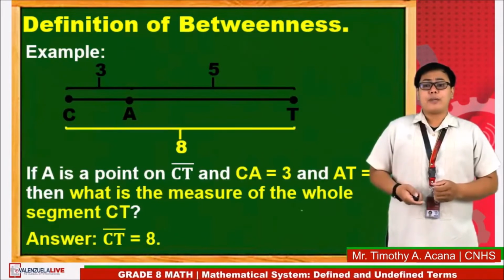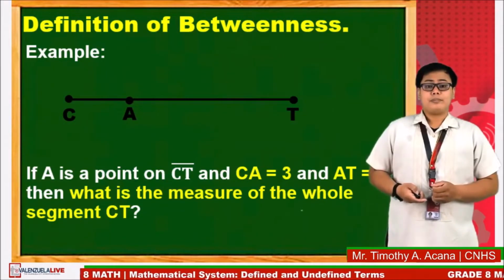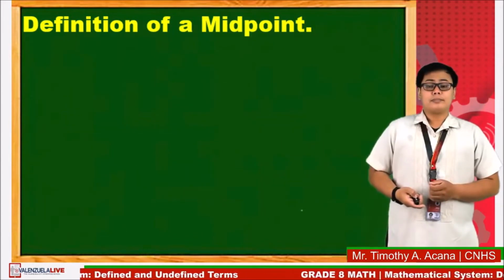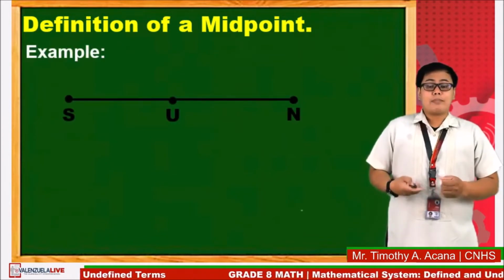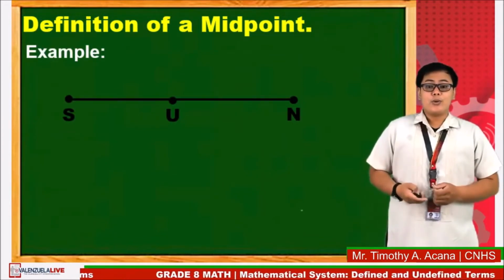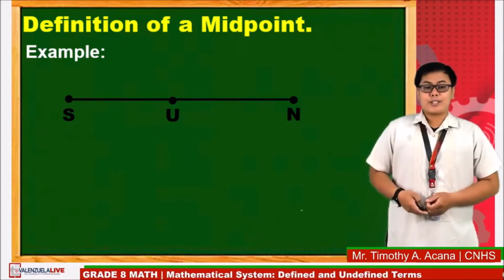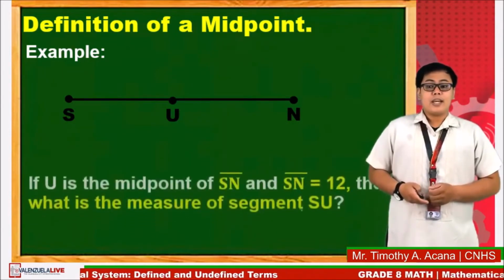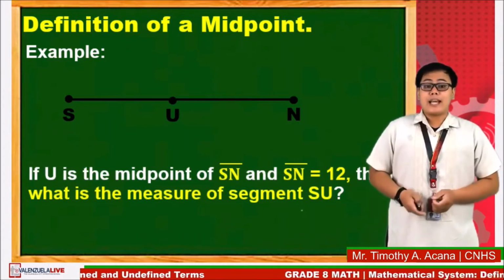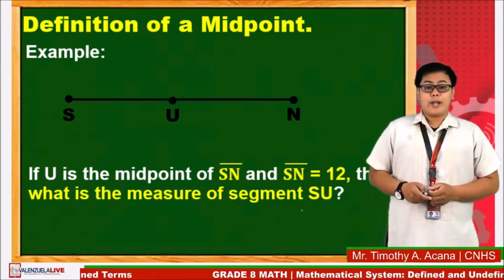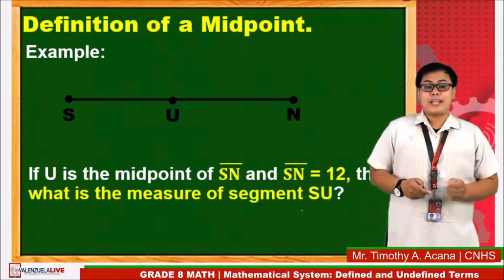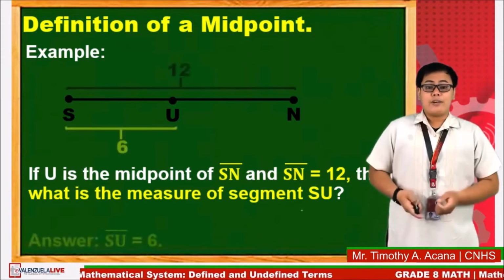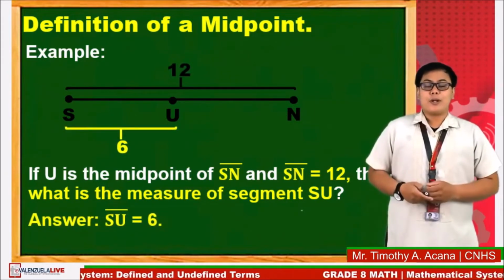Again, let us refer to the given figure. We have distinct points S, U, and N, which are collinear points. And point U is the midpoint of segment SN. If U is the midpoint of segment SN, and SN is equal to 12, then what is the measure of segment SU? Very good. Segment SU is equal to 6.